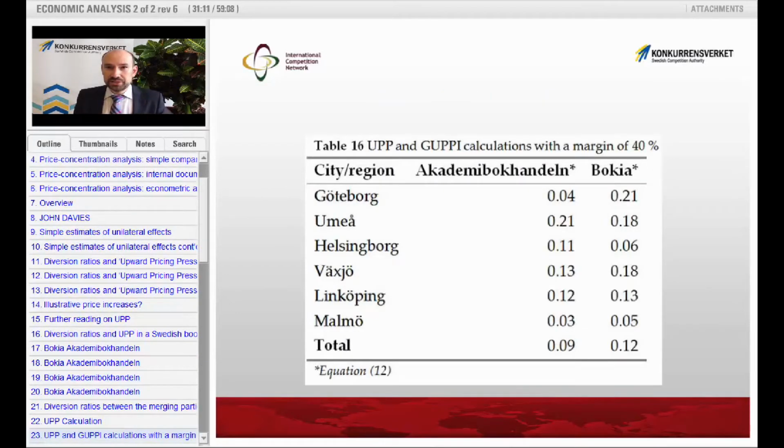The table presents the calculations of the UPP indices based on the diversion ratios between the merging parties from the previous table and a margin of 40% for all outlets. The efficiencies the merging parties claimed were not up to the standard to be taken into account, so the values of the UPP measure here are the same as the GAPI. The analysis showed that the merging parties would have the incentive to increase prices in a couple of cities. The GAPI is over 10% for both parties in some cities, which could be seen as problematic. If post-merger Bokia raised prices in these cities, so many of the customers moving from Bokia would go to Akademibokhandeln that the price rise would be profitable.